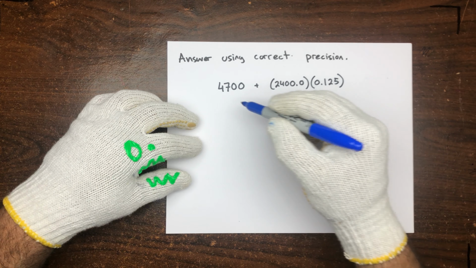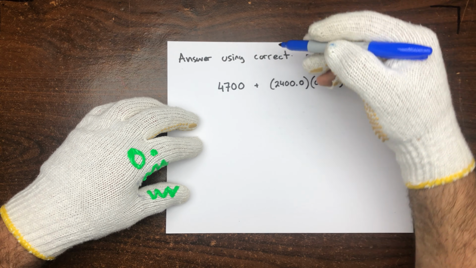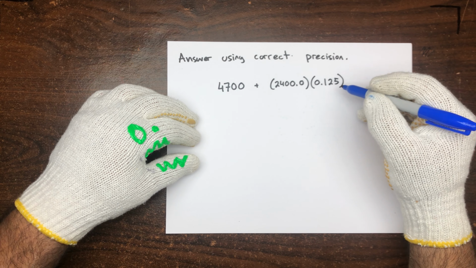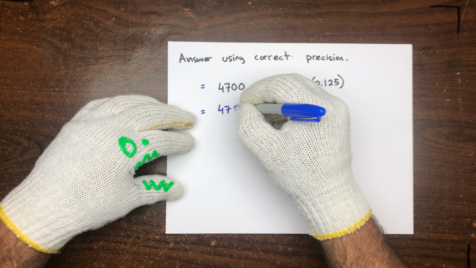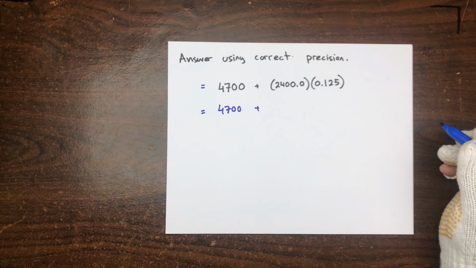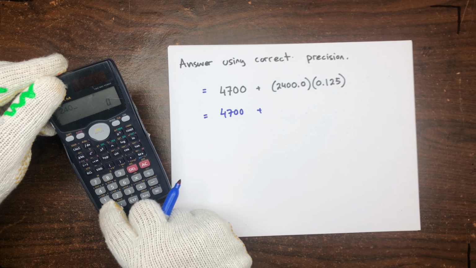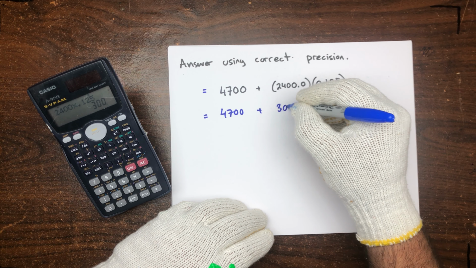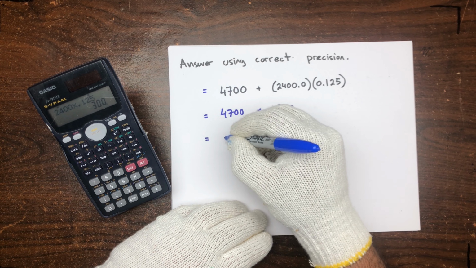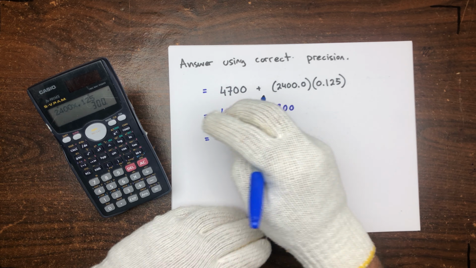Answer using correct precision. 4,700 plus 2,400 times 0.125. Okay, let's break this thing down. So 4,700 plus, let's do this math, 300. Add those together, you get 5,000.